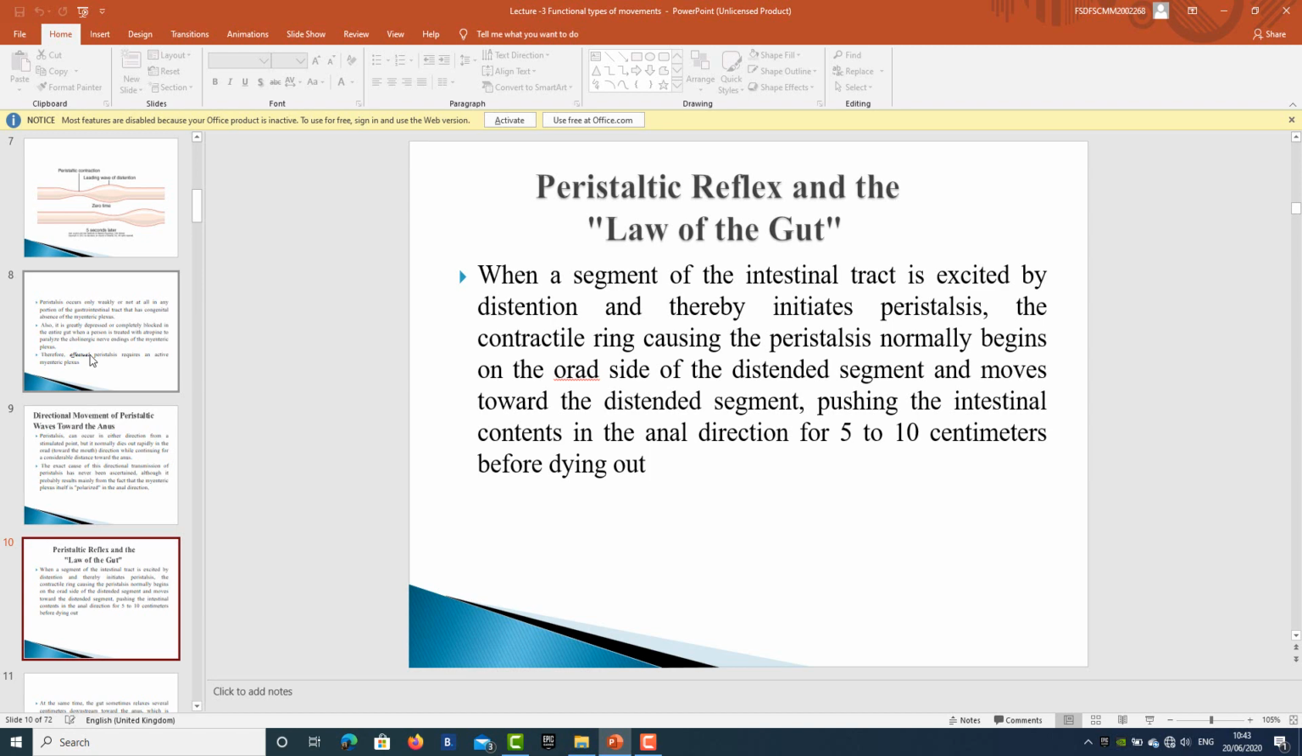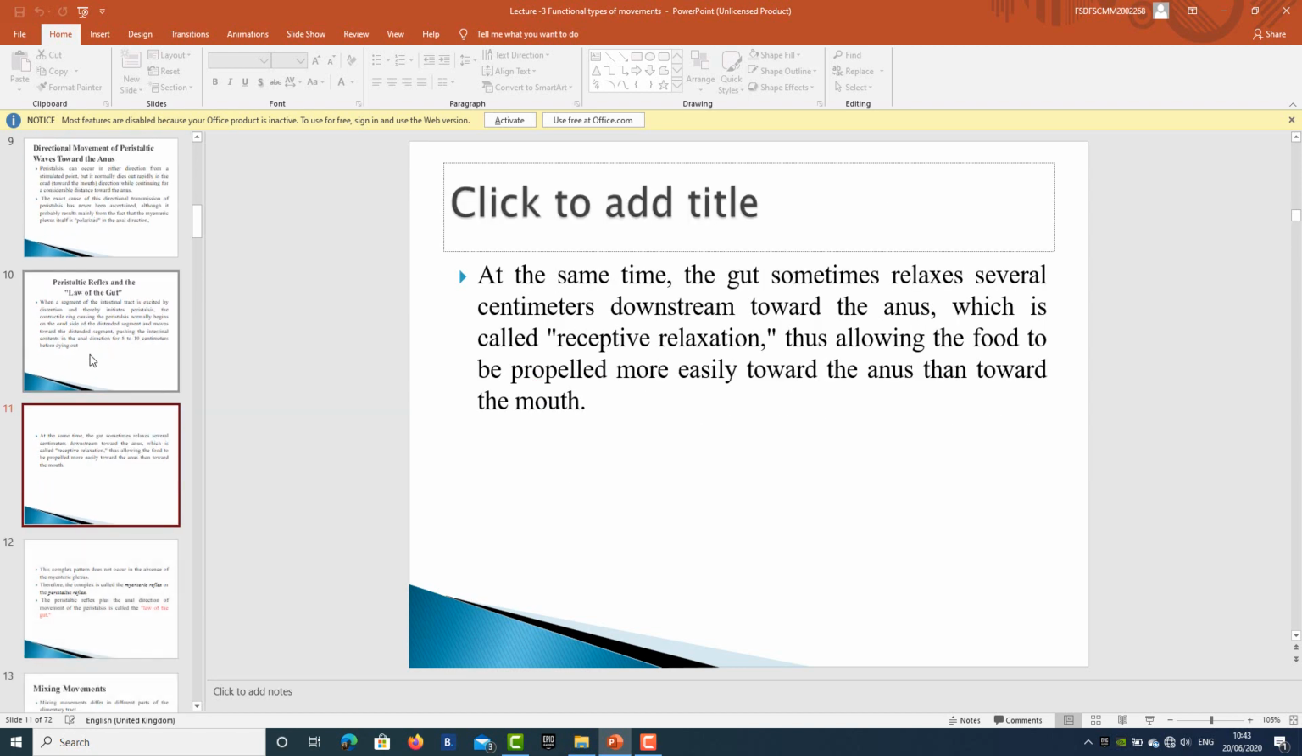These are very important viva questions. Now, at the same time, the gut sometimes relaxes several centimeters downstream towards the anus, which is called receptive relaxation, thus allowing the food to be propelled more easily toward the anus than towards the mouth. So we should be knowing about it.